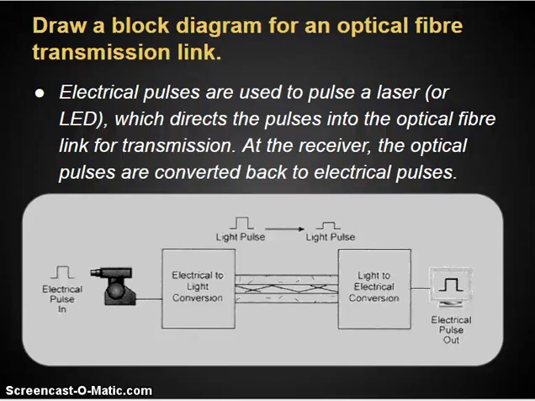All right, so as I mentioned, you need to be able to draw a block diagram for a transmission link along an optical fiber. So electrical pulse, convert it to light, send the light down the fiber optic, convert the light back to an electrical pulse, and then you have your electrical pulse out.